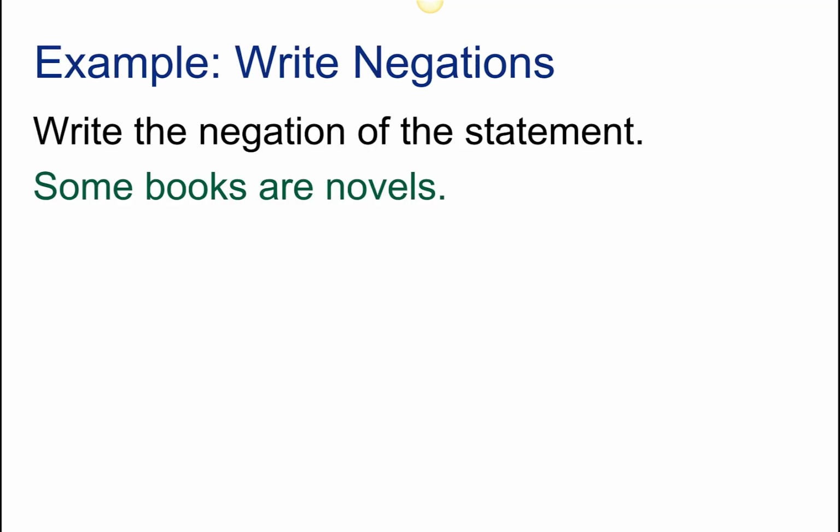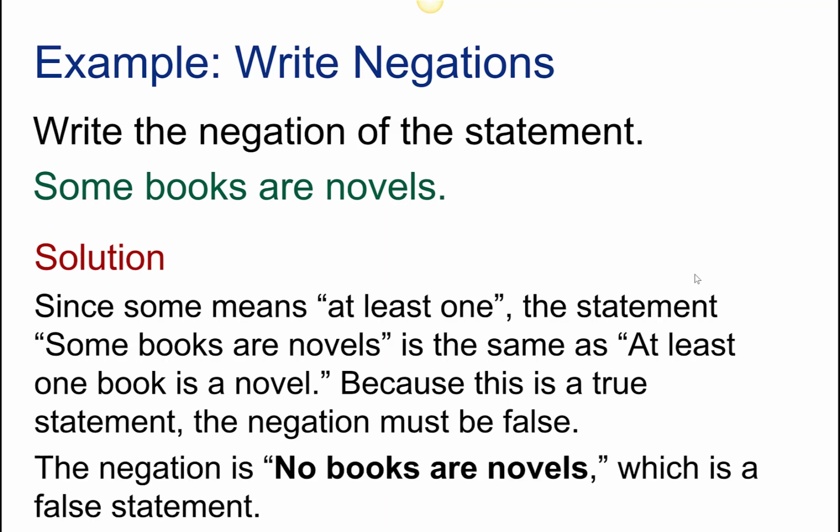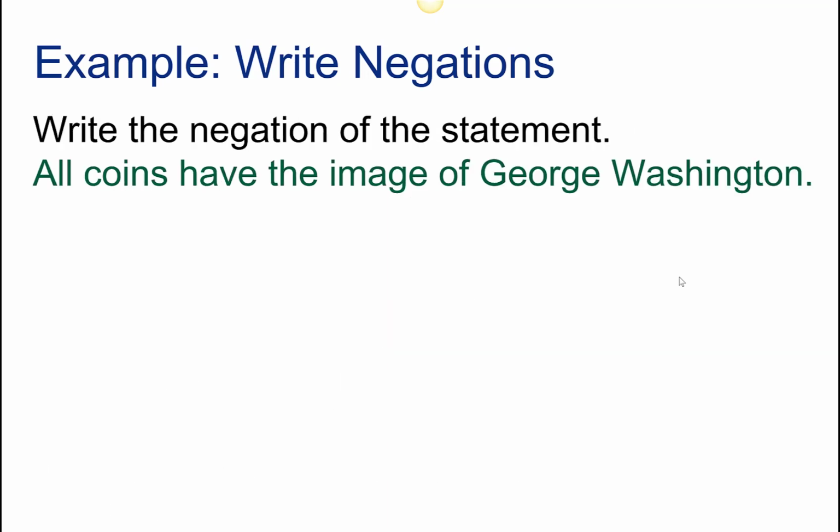Let's try a couple examples. Some books are novels. We want to negate this. So the first question we ask ourselves is, is this a true statement or a false statement? Okay, so it means at least one. So we know that this is going to be a true statement. And so the negation of this is going to have to be false. Some are is the same thing as saying at least one book is a novel. So the negation of this is going to be no books are novels, which is a false statement.